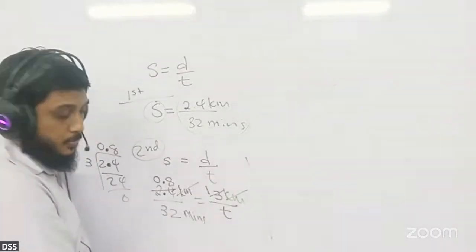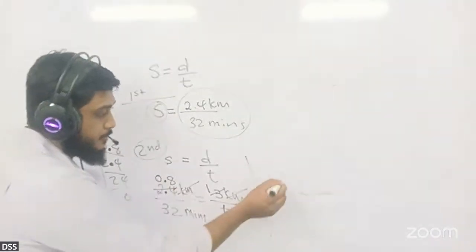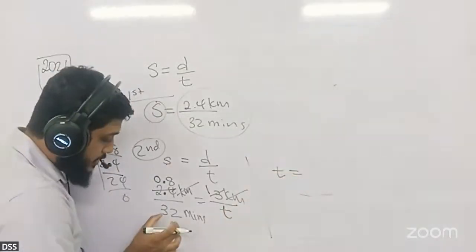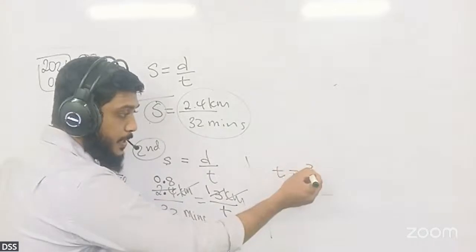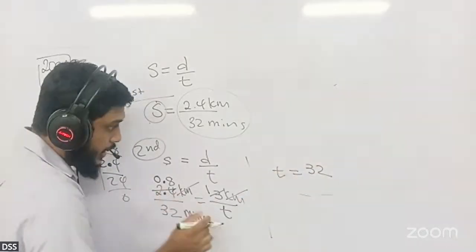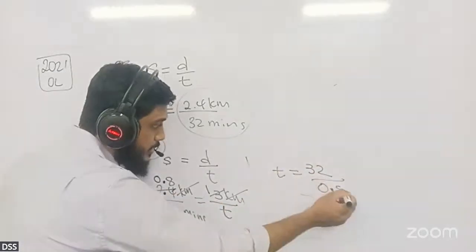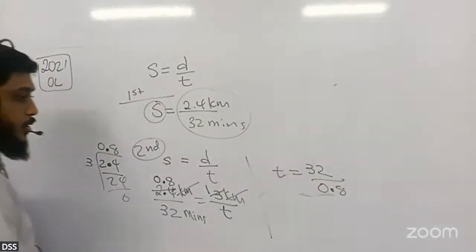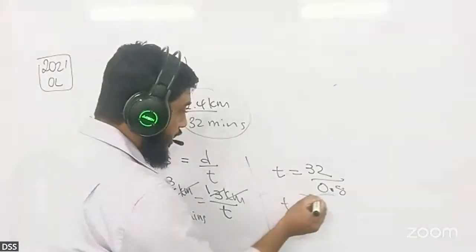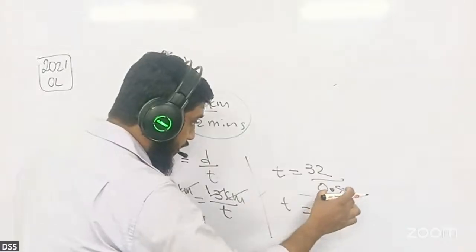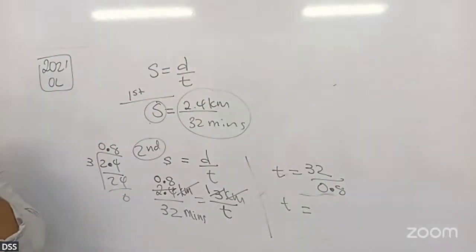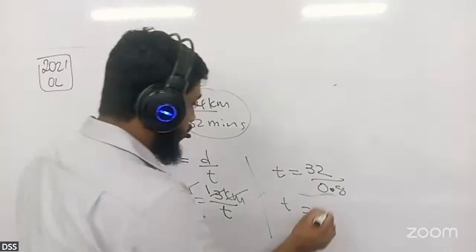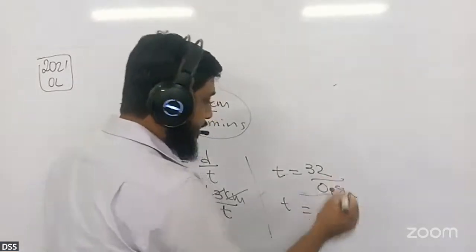Now we have to find T. What should I do? Division T, send it to this side, it becomes multiplication T. Send the 32 and 0.8 to the other side. 32 as a division will go up as a multiplication. 0.8 will come as a division. So 32 divided by 0.8. How to do this? If there is a decimal number in the denominator, you have to move the decimal one place to the right.